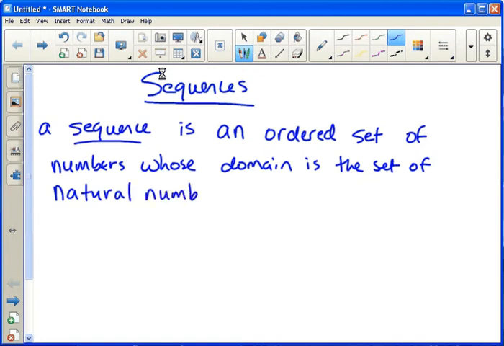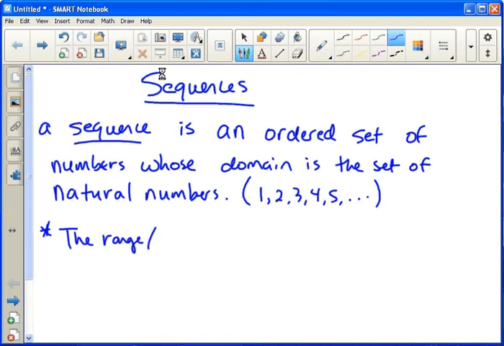And just in case you need a reminder what those are, natural numbers are 1, 2, 3, 4, 5, etc. So it starts at 1, goes on up to infinity, but no decimals and no fractions. Now one thing that's worth noting is that the range can be anything. So the range, or the output, can be anything.